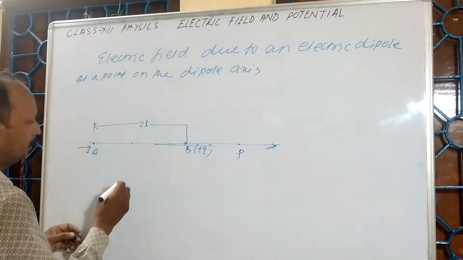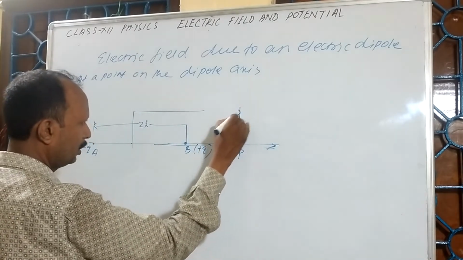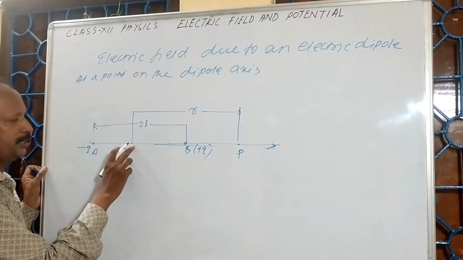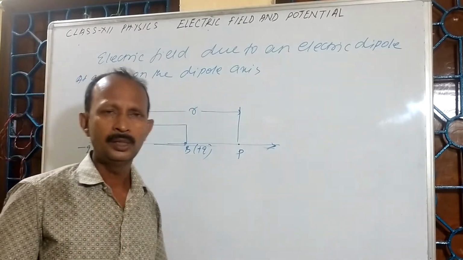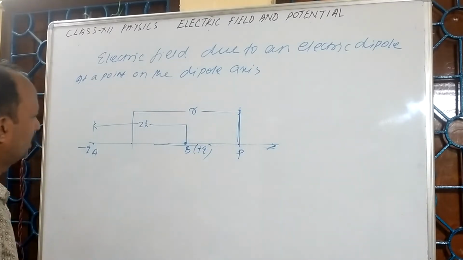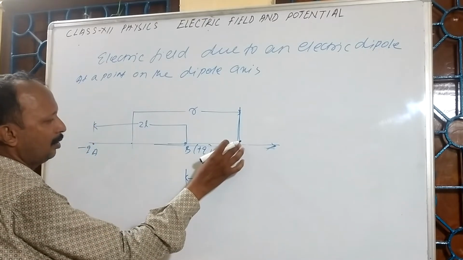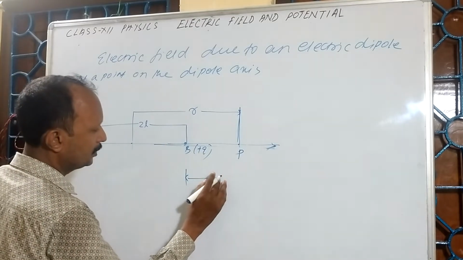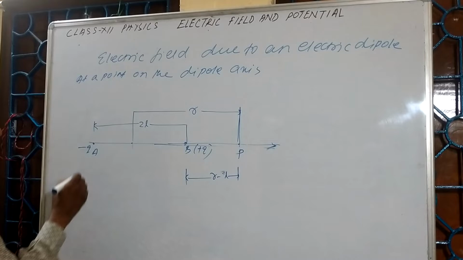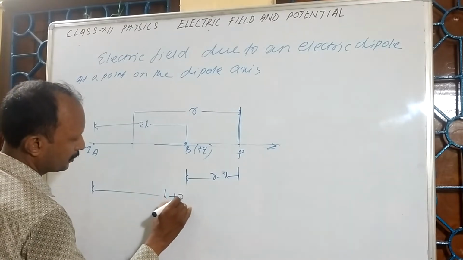Suppose this point is the midpoint, and the distance from the midpoint to this point P, where I am going to calculate the electric field, let it be equal to R. From B to the point P, here to here is R, here to here is L, so definitely this is R minus L. From point A to the point P, this will be L plus R.